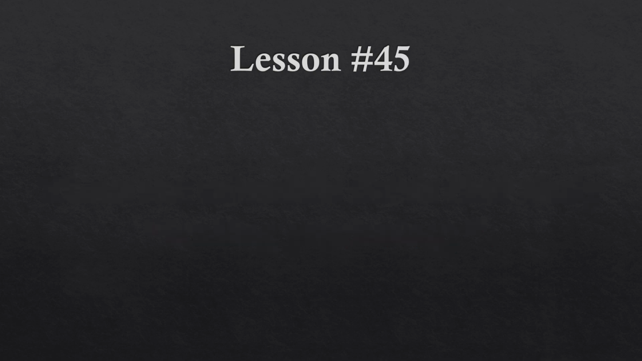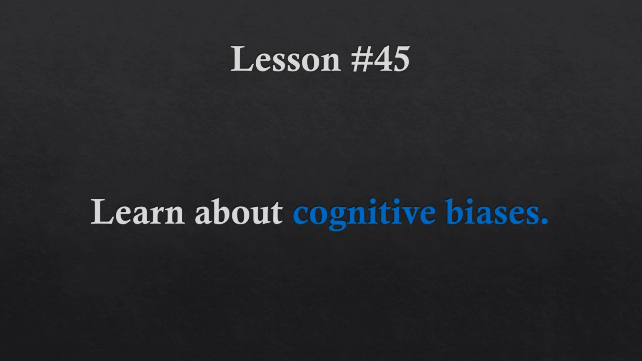Lesson number 45. Learn about cognitive biases. One of the most useful aspects of behavioral economics is learning about cognitive biases, which are innate errors of judgment that all human beings have. By knowing how these biases affect us in various ways, traders can avoid many of the traps that inevitably occur in trading. This is not only useful for trading, but for life in general.